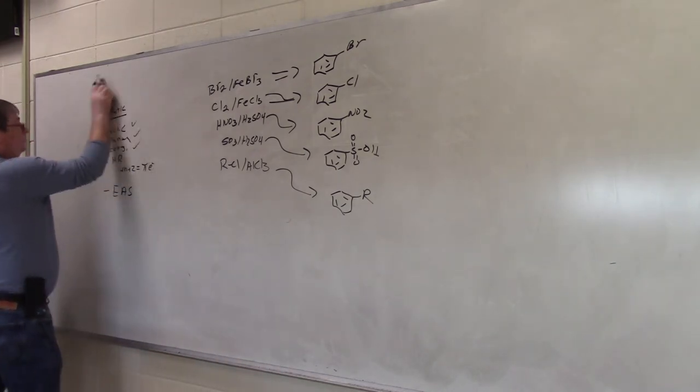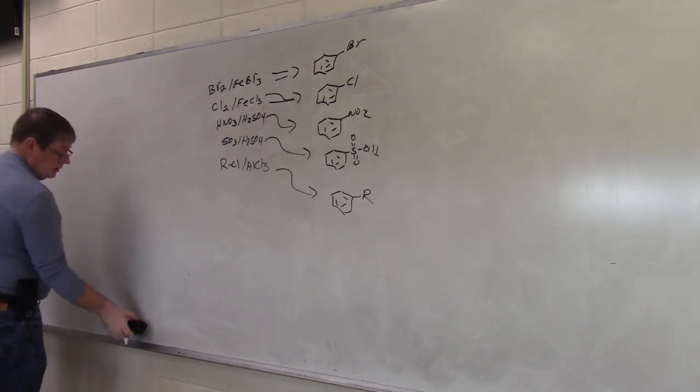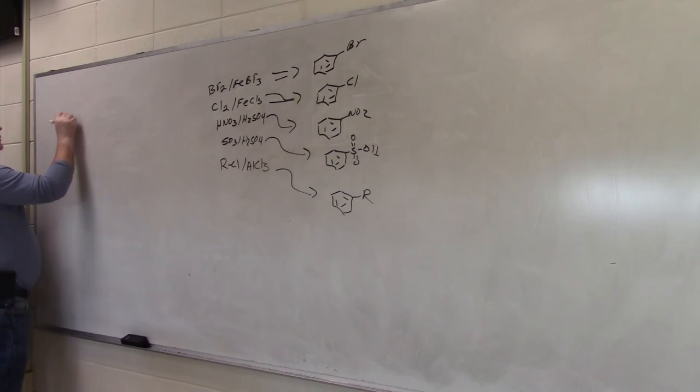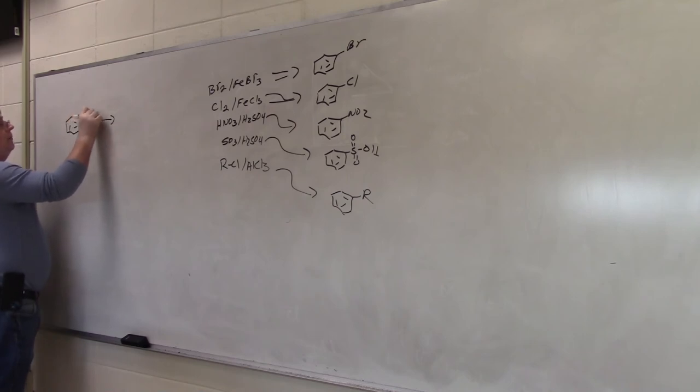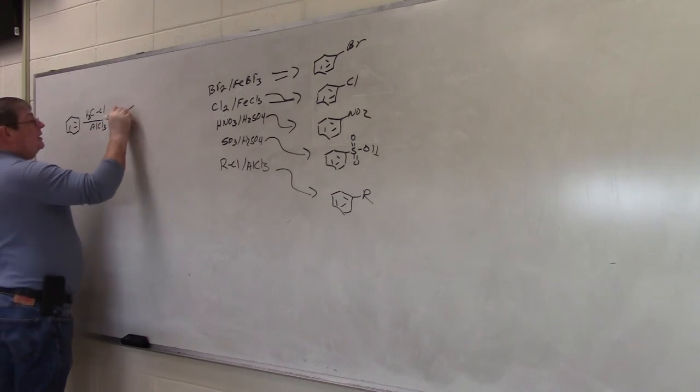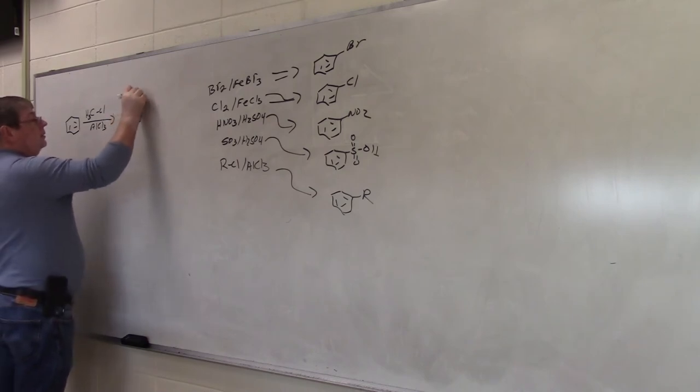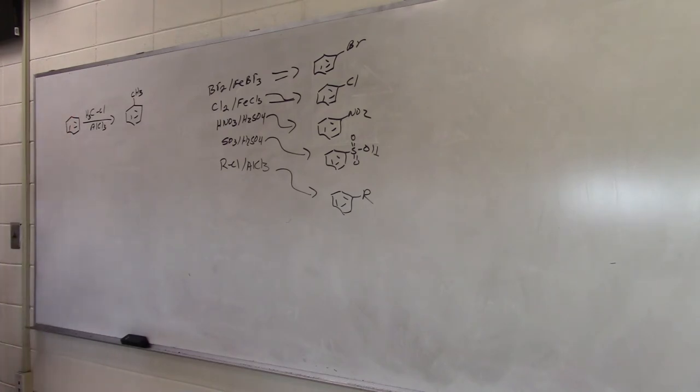So let's say I wanted to react benzene with chloromethane and aluminum trichloride. What I would get out of that is simply toluene, or methylbenzene. There's no possibility for rearrangement there, right?